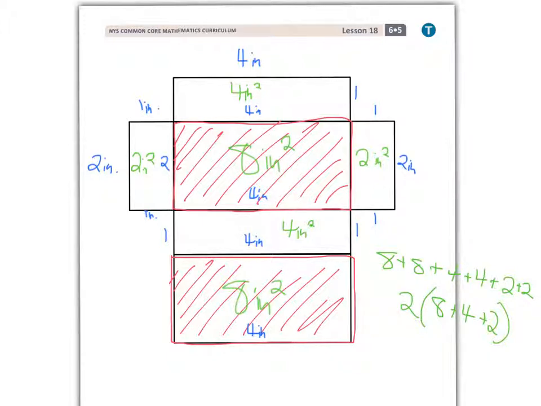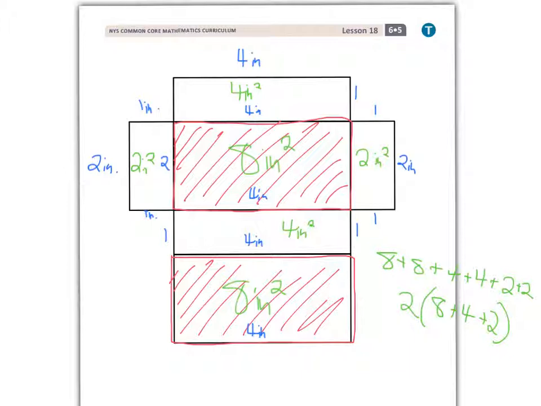You could also say, 2 times 1 plus 2 times 1 plus 4 times 1 plus 4 times 1 plus 4 times 2 plus 4 times 2. But that would be really long. And so moving on to F.